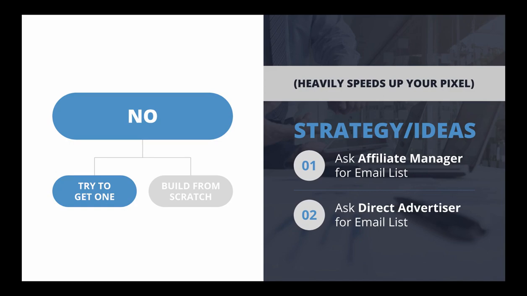So that's one place where you can get it. Another place is directly from the advertiser themselves, so directly from like the car loan offer, for example. But generally speaking, if you're running through an affiliate network, you're not going to have access to the direct advertiser. So again, the only way to really do it is through the affiliate manager. All right.